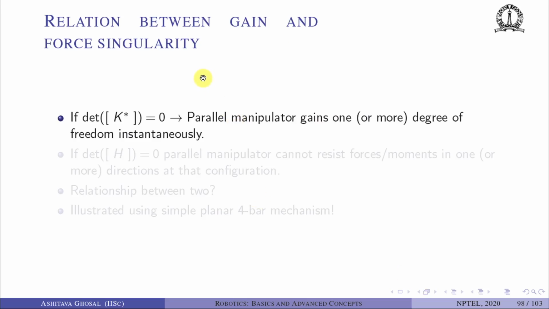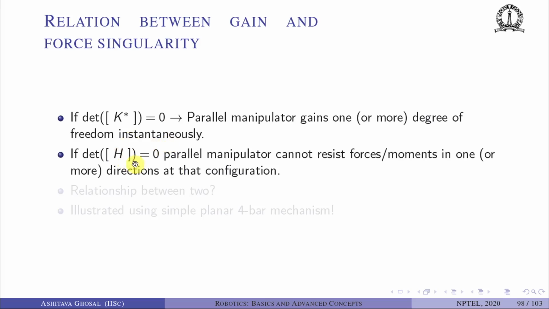Okay, finally, let's look at the relationship between gain and force singularity. Remember, in a parallel robot, we had something called a gain singularity. And to recollect, if determinant of K star equals 0, the parallel manipulator gains one or more degrees of freedom instantaneously. Okay, I have shown you for the 4-bar as well as for the 3-RPS robot.